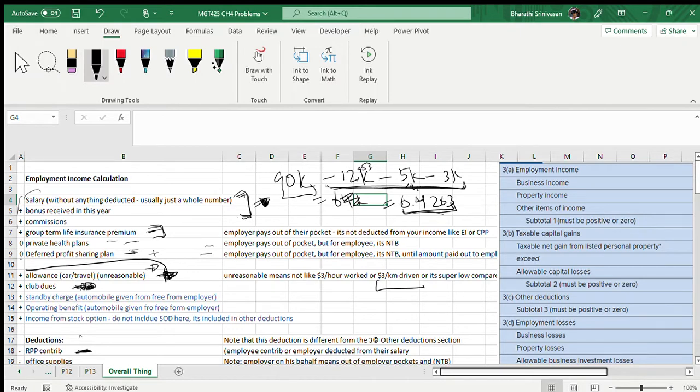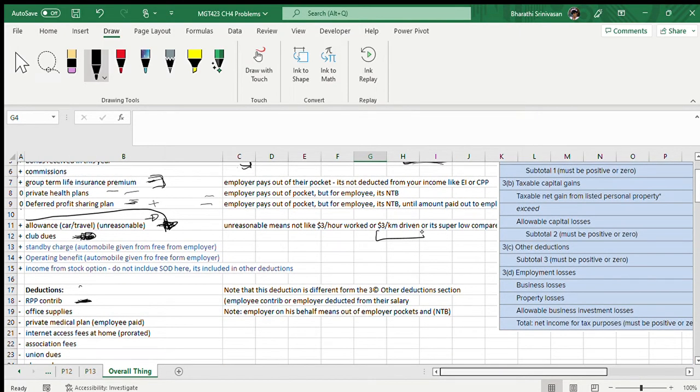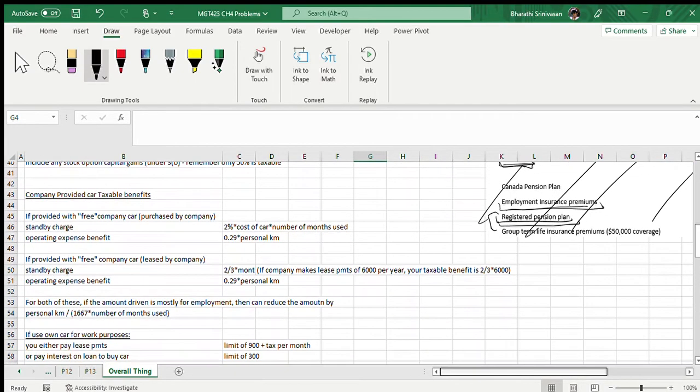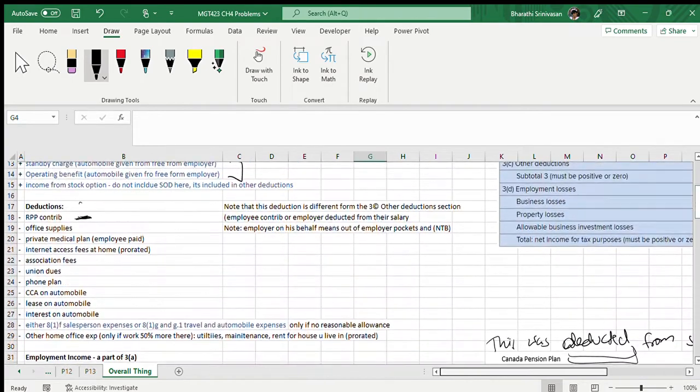Another thing is you're going to have to add any standby and operating benefits. So these are from cars, okay? If the employer gives you a car, and they're like, hey, you can use this for free, there are two sort of benefits, two sort of expenses that they pay for you. One is a standby charge and one is the operating benefit. The standby charge is sort of how much does the benefit actually cost. Do I have the amount here? Oh, I do, yeah. Oh, that's what the blue is for.